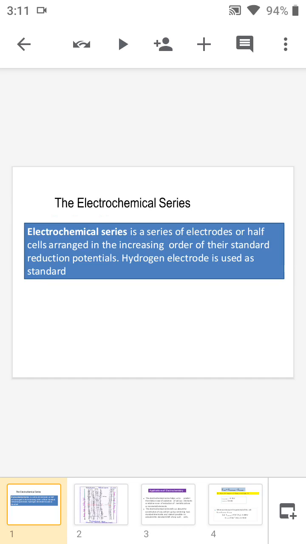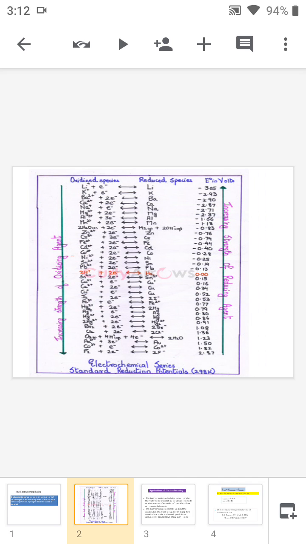Today we are discussing the next topic of electrochemistry, that is electrochemical series. Electrochemical series is a series of electrodes or half cells arranged in the increasing order of their standard reduction potential, and here we use the hydrogen electrode as the standard. So this is the electrochemical series.